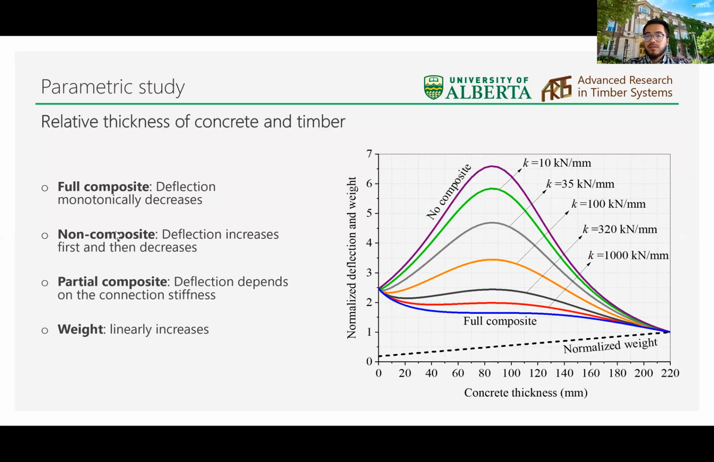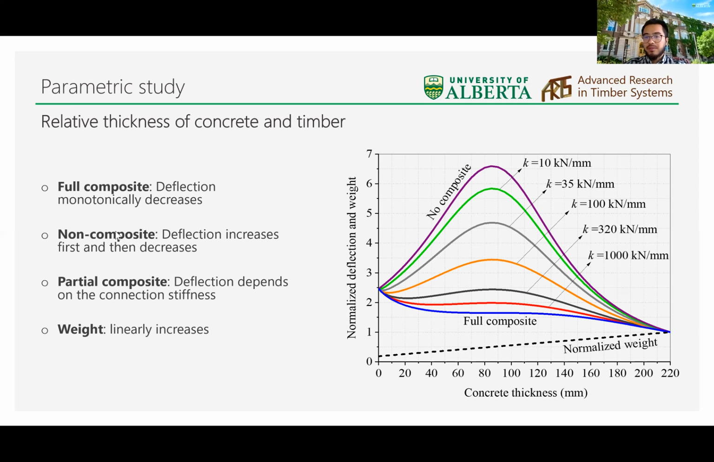The first factor investigated is the relative thickness of concrete and timber. The relative thickness of concrete to timber is an early decision made in the floor design. The graph on the right shows how the mid-span deflection of the floor changes with the concrete thickness, while the total thickness of the floor is maintained at 220 millimeters. From left to right, the thickness of concrete increases from 0 to the full thickness of the floor.